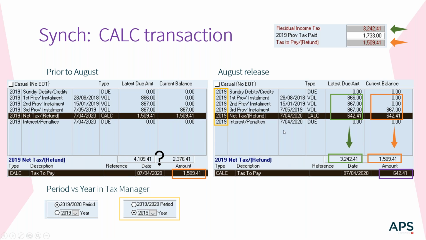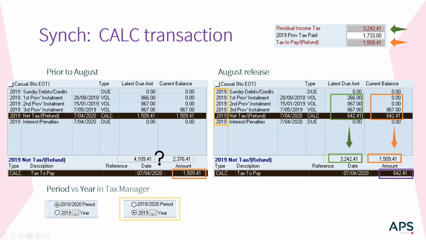With the August release, we're effectively now working on the ledger as a whole. So when we calculate the final net tax figure, we're taking into account the provisional installment due amounts. So in this case, we've got the 324241 less the sum of these three installments, and that gives us a net value of 642.41, which is the transaction value that we create as the calculation.